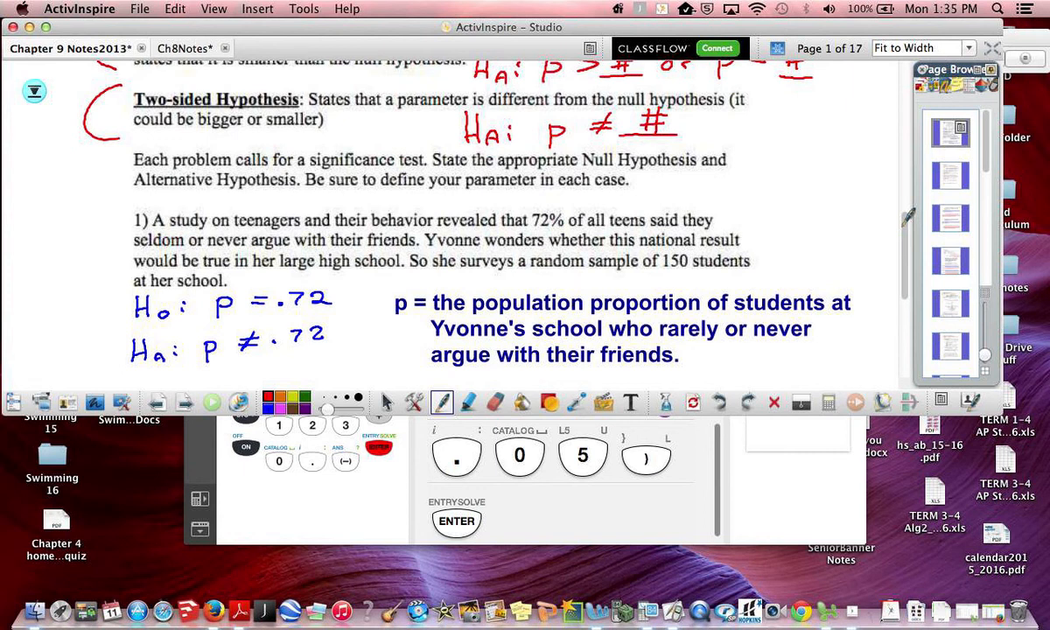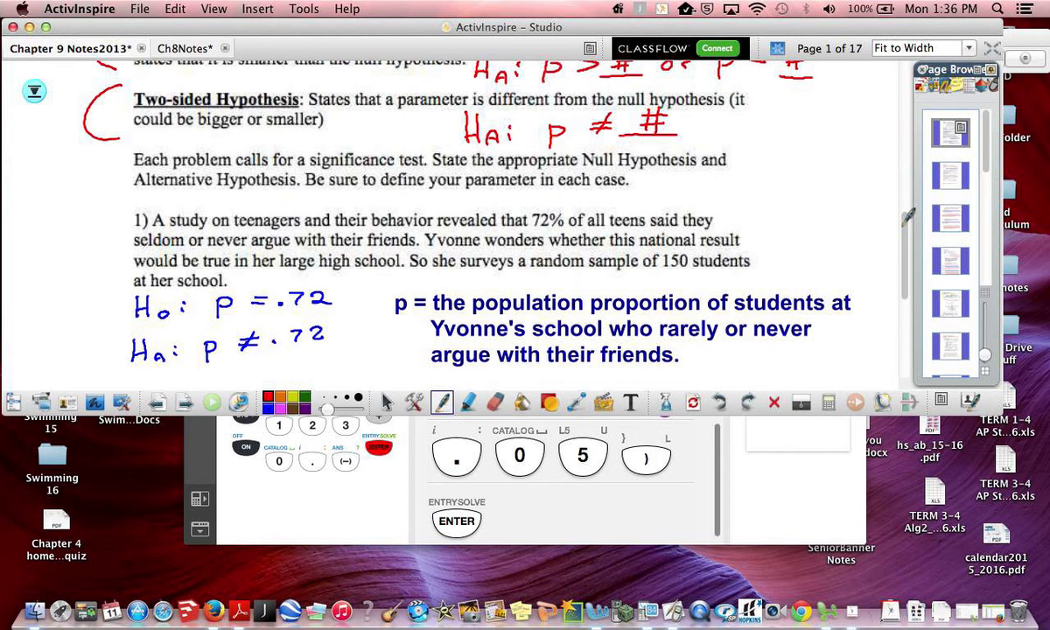The alternative is, well, she wants to know, is her school different than the national average? It didn't say, does her school have a higher percentage or a lower percentage? She's just wondering if it's the same. So since we don't know if it's higher or lower, it needs to be a not equal to, because we don't know which direction it's going if it's different. So our alternative is p is not equal to 0.72.